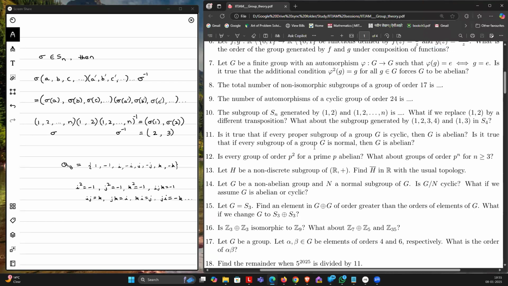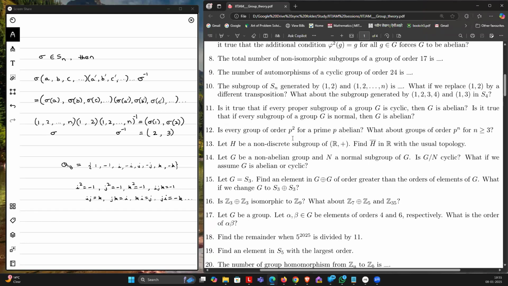Then quaternion. The answer is no, sir. And the counterexample is the same group, the quaternions. All the subgroups of this group are normal, but still the entire group is not abelian. Okay, fine.